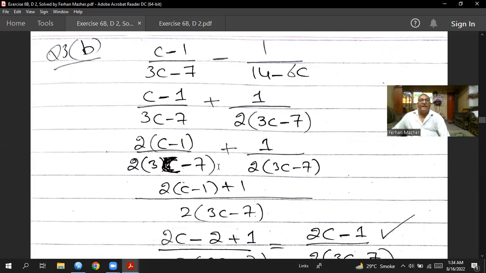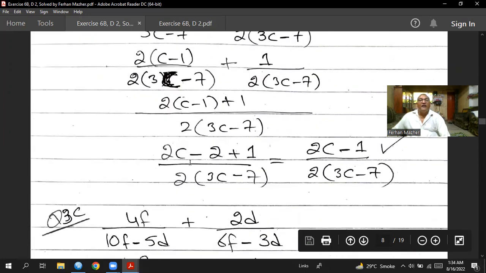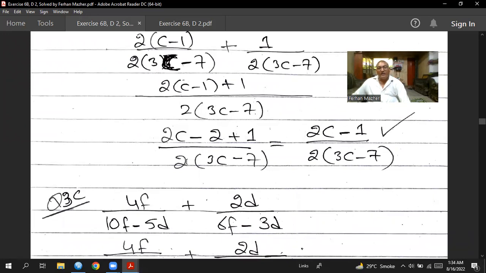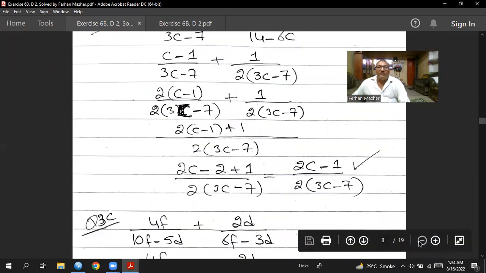Now these denominators are same, so I can write a single fraction. And in that single fraction, I will have 2 bracket 3C minus 7 bracket close in the denominator. In the numerator, I have 2 bracket C minus 1 bracket close plus 1. So it will be 2C minus 2 plus 1. And in the denominator, you have 2 bracket 3C minus 7 bracket close. So upstairs, you will have 2C minus 1 divided by 2 bracket 3C minus 7 bracket close. So this is how you will do this question.